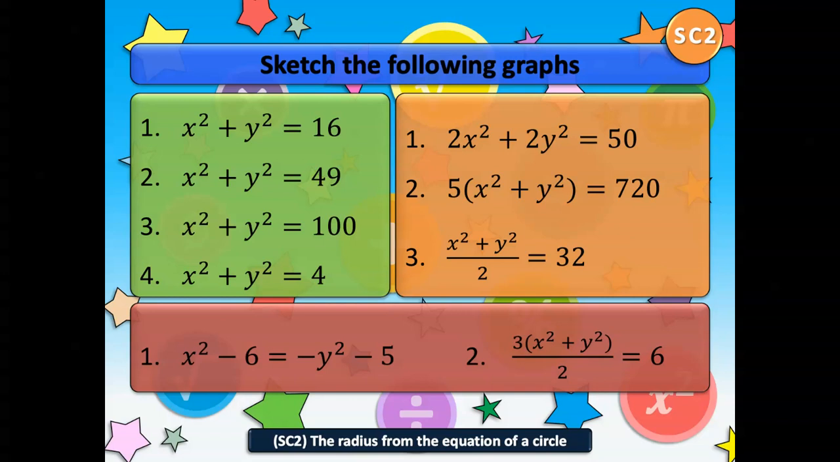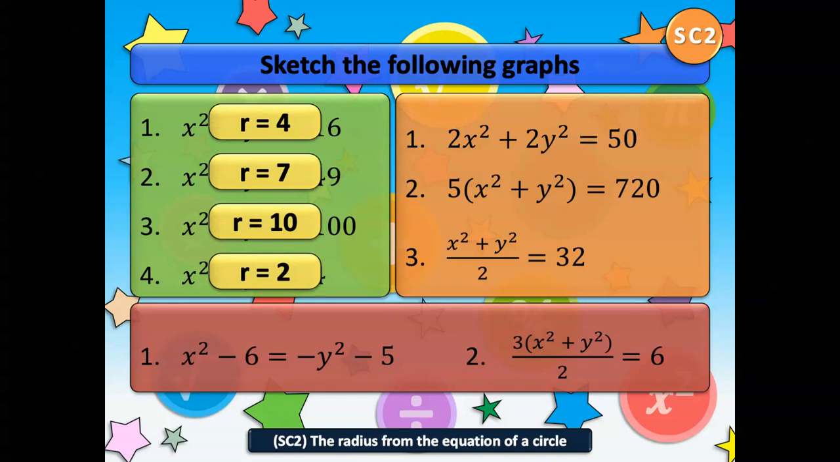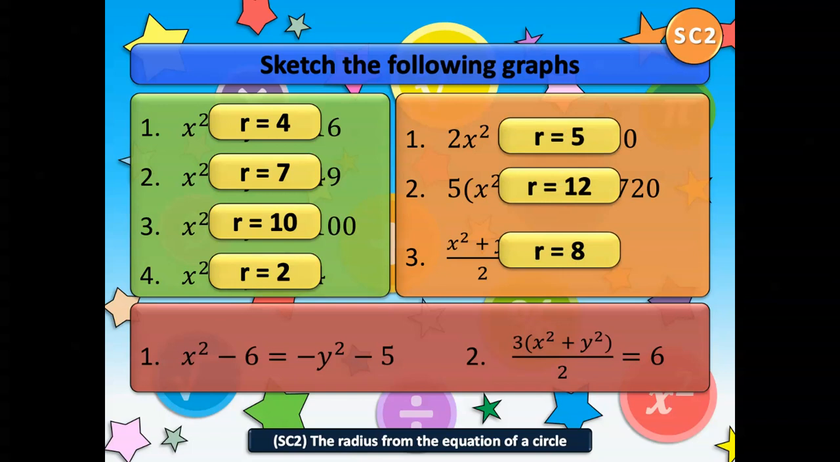Here are some questions for you to have a go at. Pause the video, and when you're ready to mark your work, press play. Here are your answers. So there's your green answers. There's your amber answers. And there's your red answers.